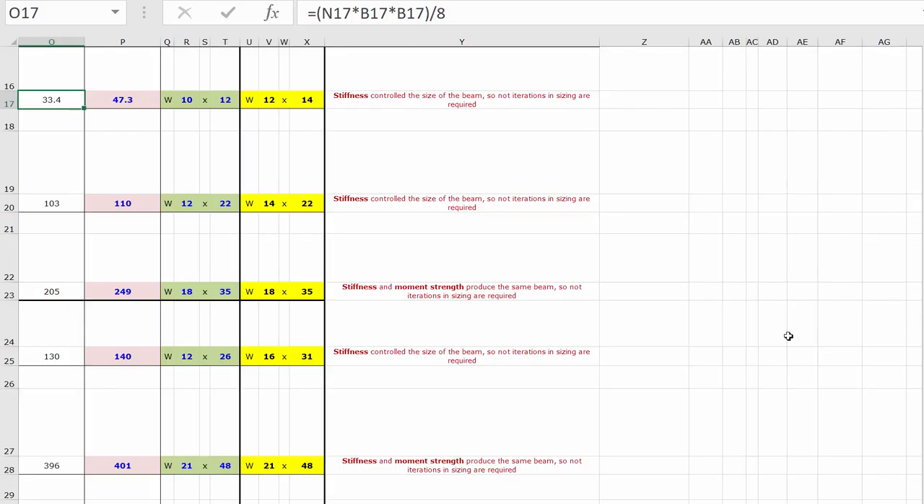If you have a very lightly loaded beam, it's going to tend to be quite shallow. Therefore, it will tend to be governed by deflection because deflection is extremely sensitive to the depth of the beam. So for all these lightly loaded beams, stiffness is controlling the sizing of the beam. Once we get into really heavily loaded beams, moment strength becomes the governing issue.